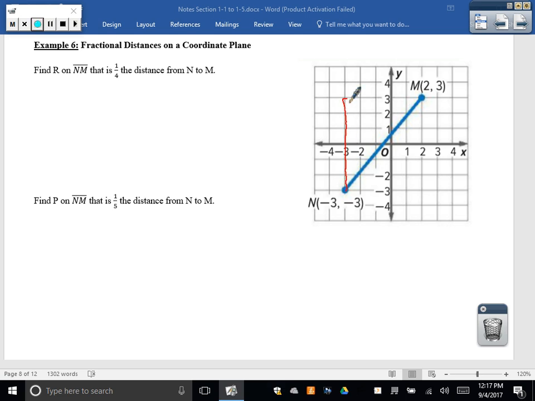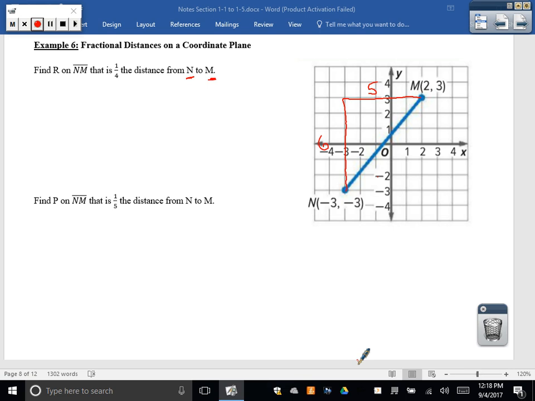I'm going to actually count the rise and the run, the slope between these 2 points. So if I do that, 1, 2, 3, 4, 5, 6. This is a length of 6. 1, 2, 3, 4, 5. This is a length of 5. Okay? Now, if I'm going to go to a point that's 1/4 from N to M, I need to go 1/4 the way up the line and 1/4 the way over on this line, and that point will be where I need to go. Okay? Don't go 1/4 the way up and 1/4 the way over, because when your lines come together, you'll be somewhere over in here. You don't want to do that.